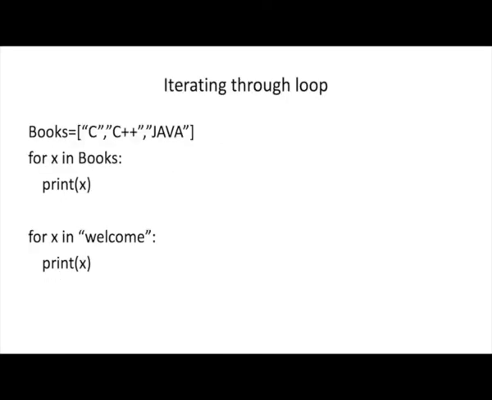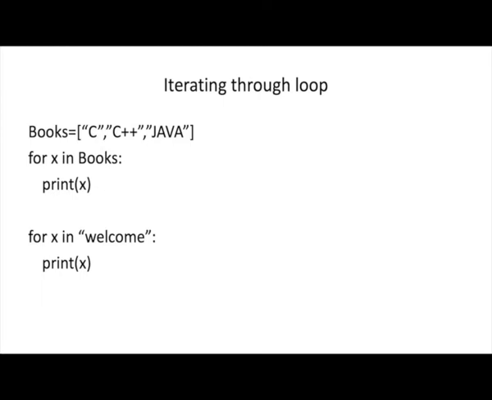Consider another example in which we print each book name in a book list. Here we have a variable called books, which is a list, and the entries in the list are 3 items: C, C++ and Java. Now, we use the for construct. The iterating variable is x: for x in books, colon, print x. The for loop ends up printing all the elements that are available in the list books.